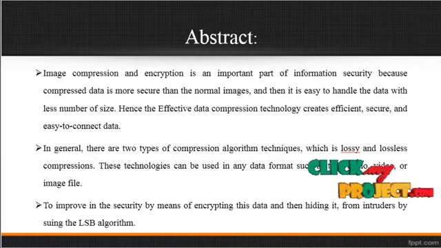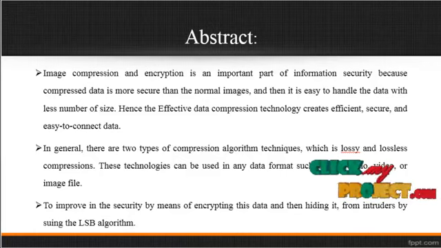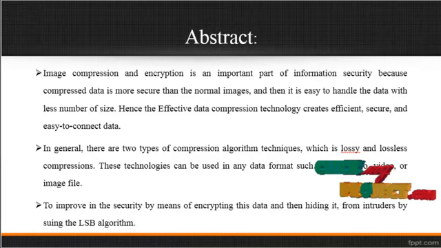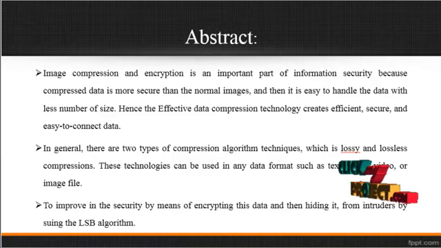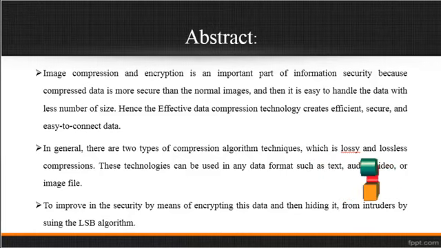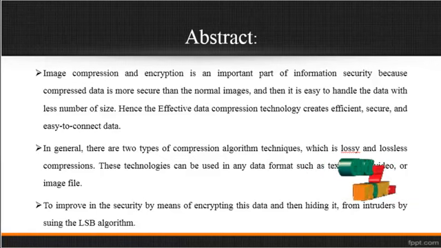Hence in this process we are using an image file to encrypt as well as compress the data. To improve security, we encrypt the data and hide it from intruders using the LSB algorithm. The LSB algorithm secures the data, and the DWT algorithm compresses the data. The reverse process is done on the decryption side. Finally, the performance is evaluated by performance parameters like PSNR, the peak signal to noise ratio, MSE, the mean square error, and the correlation. By using these parameters we can justify whether our process is efficient or not.